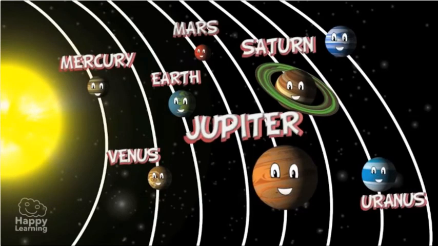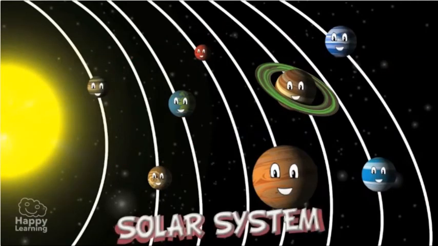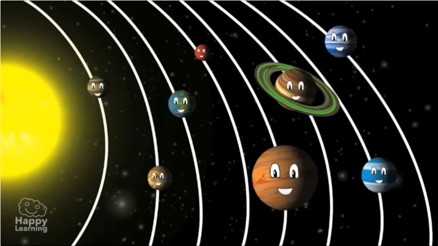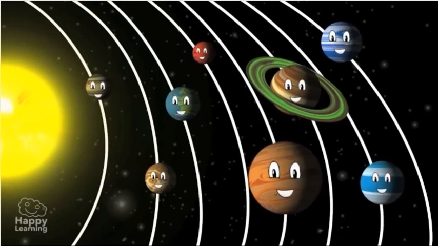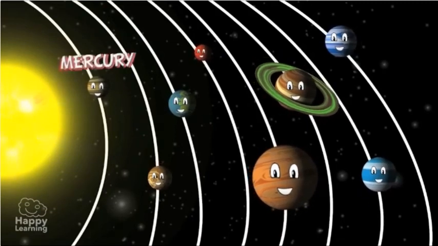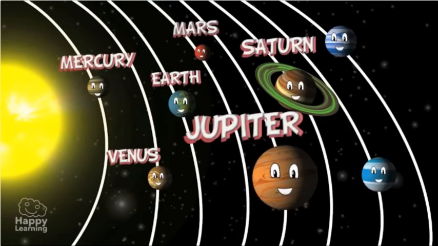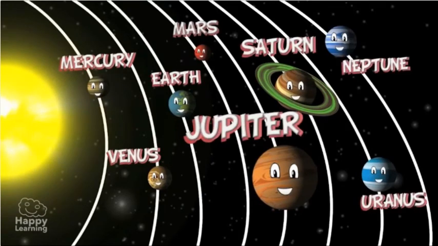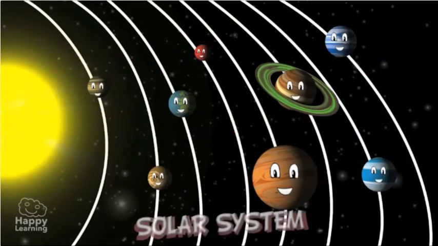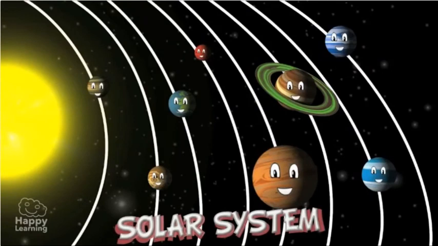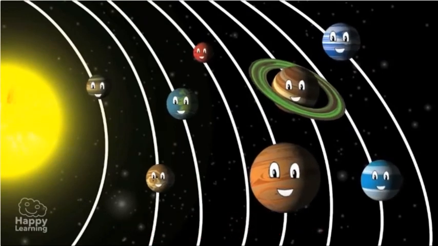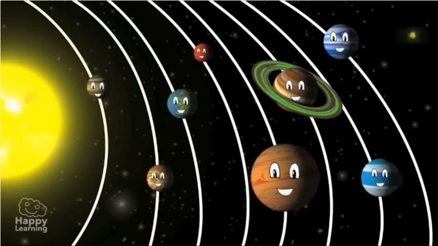Let's look at them, starting with the ones closest to the Sun, going to the furthest. The closest planet to the Sun is Mercury. Then Venus, the planet that we live in, the Earth, Mars, Jupiter as the largest planet, Saturn, Uranus, and then the furthest is Neptune.